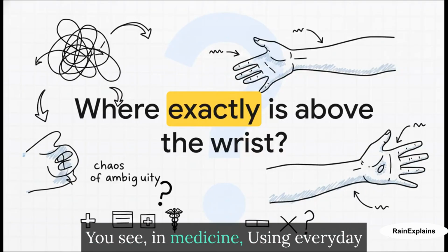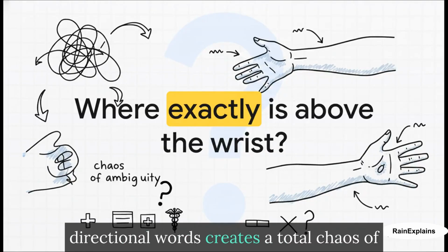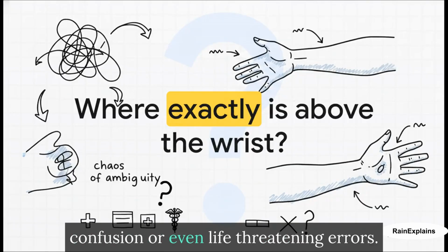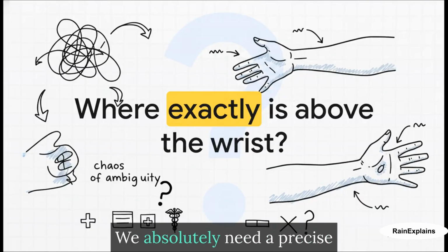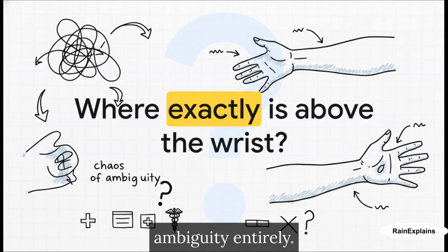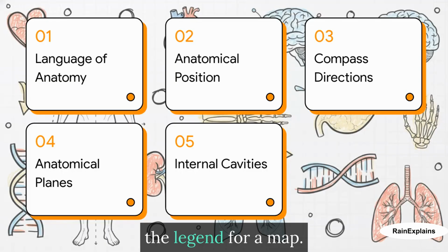You see, in medicine, using everyday directional words creates a total chaos of ambiguity, and that can lead to huge confusion or even life-threatening errors. We absolutely need a precise, standardized language to eliminate that ambiguity entirely. Think of our journey today as learning the legend for a map.